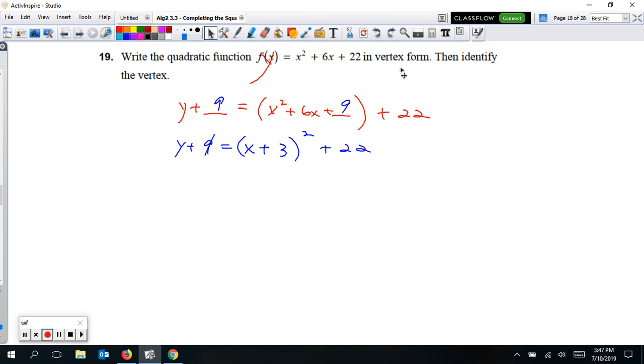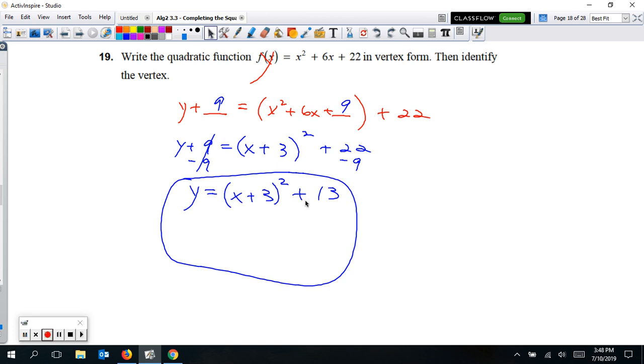So now the last thing to do is just solve for y by subtracting 9 from both sides, and we'll have our vertex form. So once you cancel there, it's going to say y equals the x plus 3 squared, 22 minus 9, that is 13. So there's our vertex form, y equals (x plus 3) squared plus 13. There, the a number would still be 1, which is the same shape as the parent graph. h is negative 3 and the k is 13.